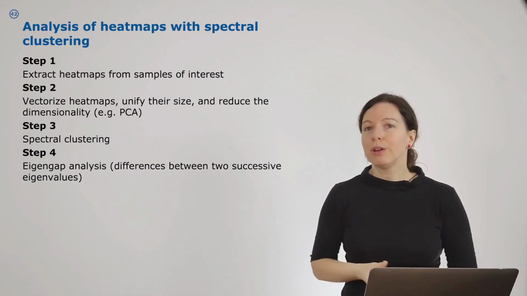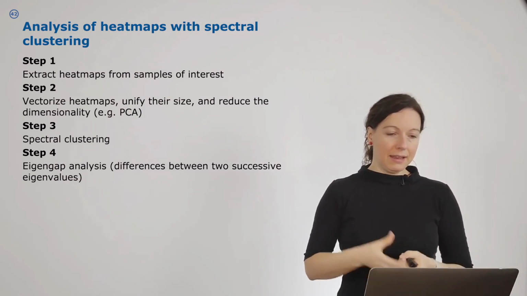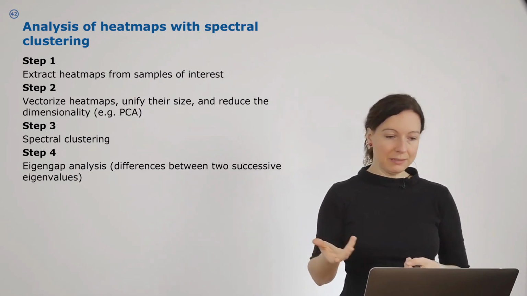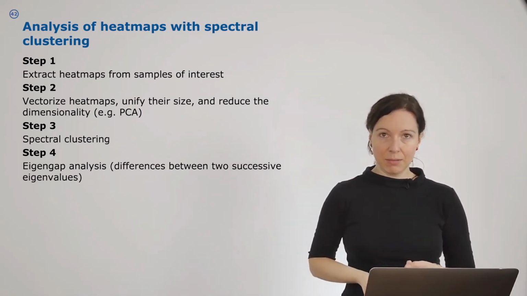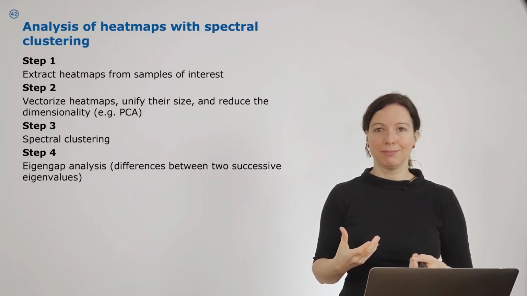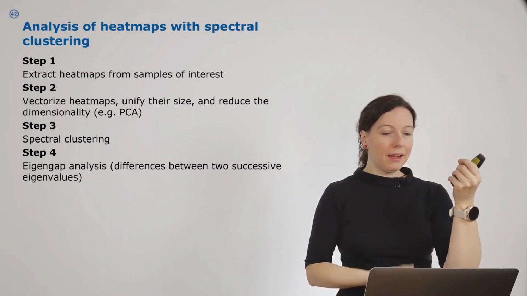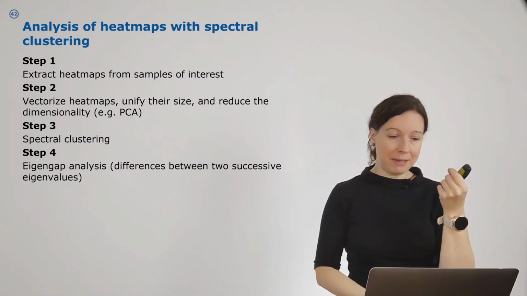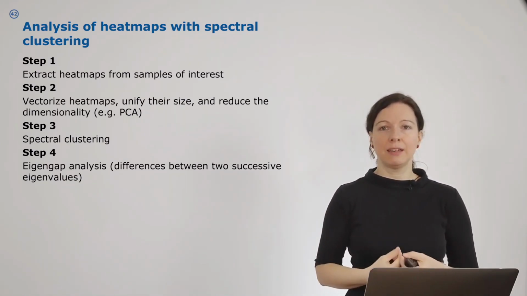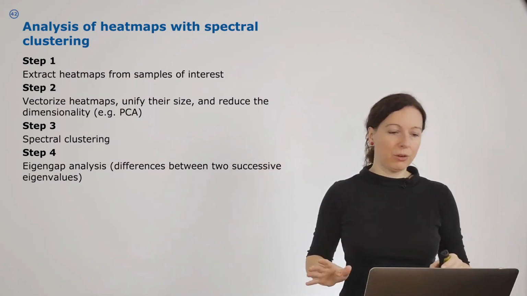Okay, so what are you doing if you want to perform such a global analysis? First of all, you extract heat maps from samples of interest, and then you vectorize the heat maps, because you cannot cluster images. You need to vectorize them, unify their size so they have the same length, and reduce their dimensionality, because some dimensions you can just get rid of, mostly the corners of the images, because they do not really contain information.